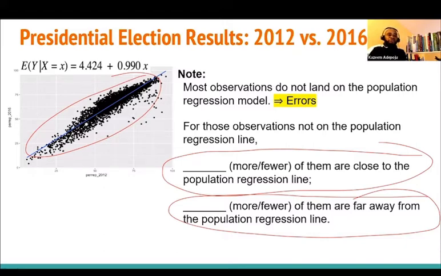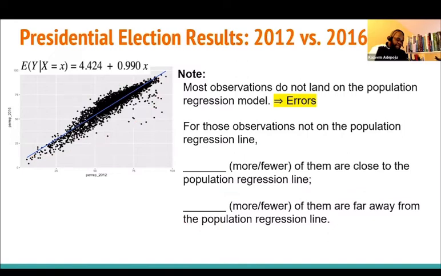Now, how many of them are far away? We're talking about the ones that are far away. Take a look at this guy here. All these ones, they are far away, and there are few of them that are far away. That was why I said fewer. Here you're going to choose fewer. Here you're going to choose more. So fewer of them are far away from the population regression line.